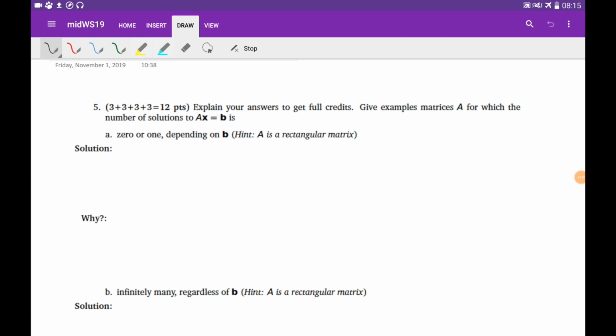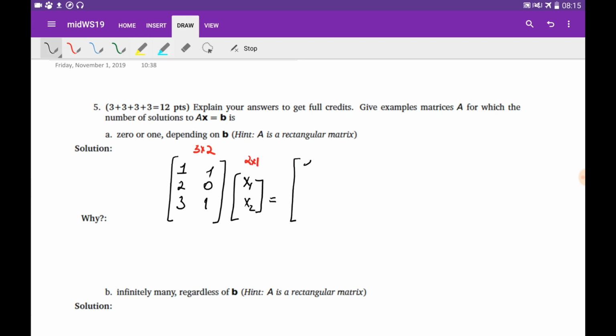So in this case, I can choose the vectors like this. So let me choose this 1, 2, 3, for example, or 1, 0, 1. I need to multiply this to the x1 and x2 because there are 2 columns, right? And since this matrix is 3 by 2, this vector is 2 by 1, the answer should be again a 3 by 1 vector. So b1, b2, b3.